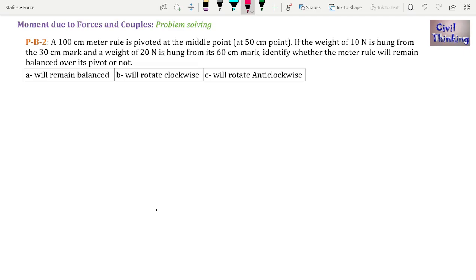Now coming to the question, a 100 centimeter meter rule is pivoted at the middle point. Now we have a scale, a meter rule. You might have seen this in school or college. Now it is pivoted at the middle point, the 50 centimeter point.